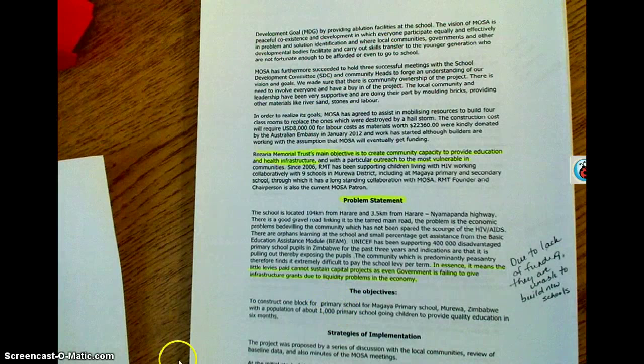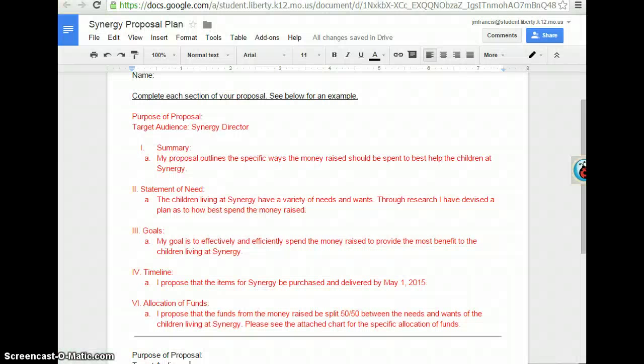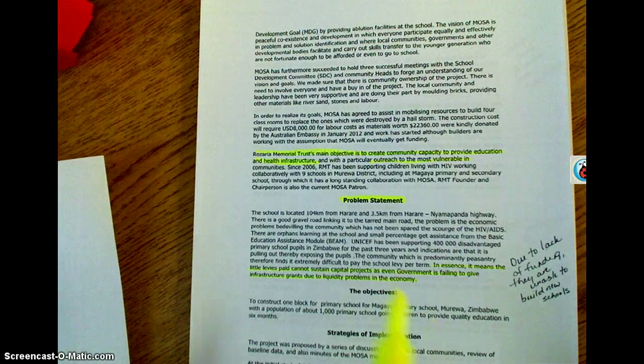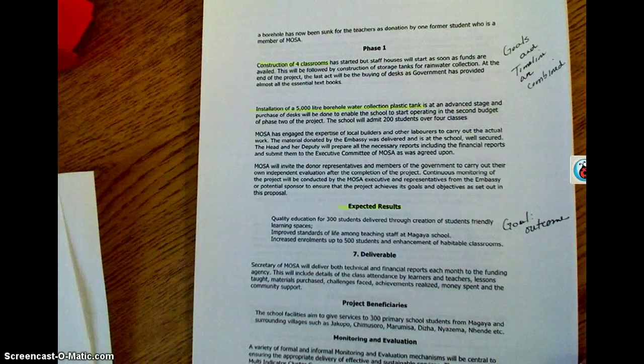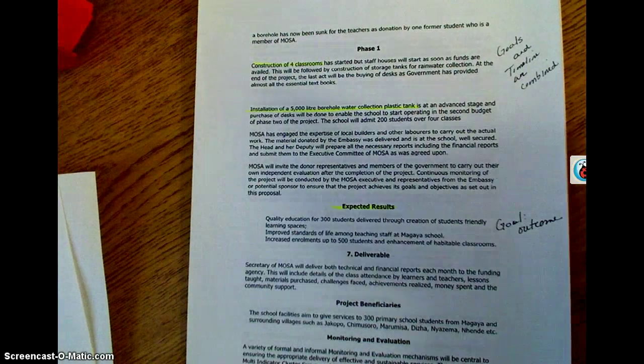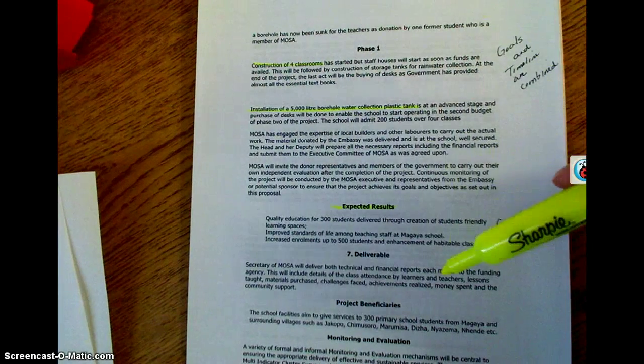Okay, again, going back to our synergy proposal, that would fall into our statement of need. So in this case, the statement of need is, hey, we need some new buildings. These buildings are not safe for the students. Okay? If we flip a little bit further into the proposal, they have combined their timeline and their goals into one section.